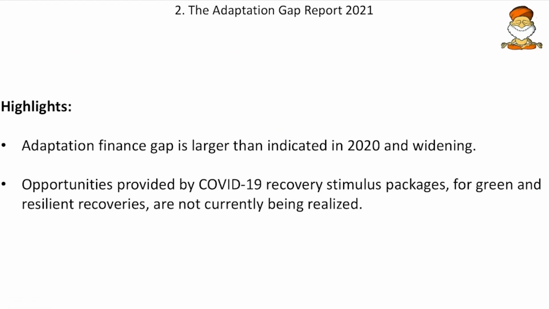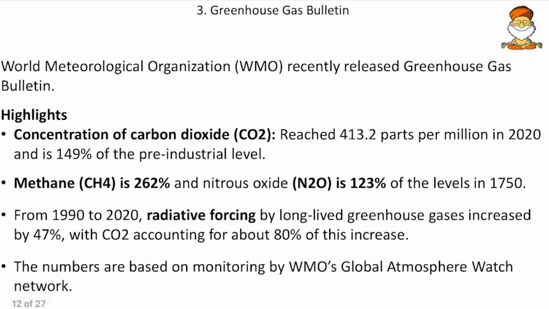Then more highlights: the adaptation finance gap is larger than indicated in 2020 and is widening. So that means the developed nations are crunching the funds day by day, they are not increasing. So that is why the gap increases. Then opportunities provided by COVID-19 recovery stimulus packages for green and resilient recoveries are not currently being realized. So that means COVID-19 gave some stimulus and some time, but that is not being utilized. Whatever advantage COVID-19 gave is being neutralized within no time. So here again, friends, remember if there are any extreme statistics, and remember that the adaptation gap report is being given by UNEP.